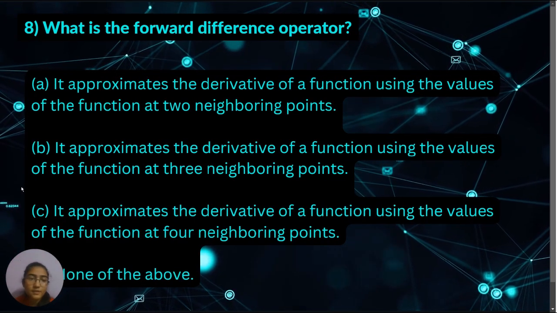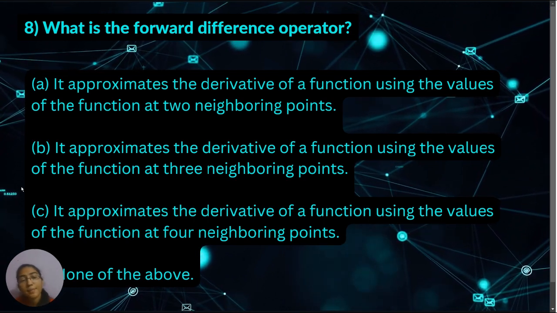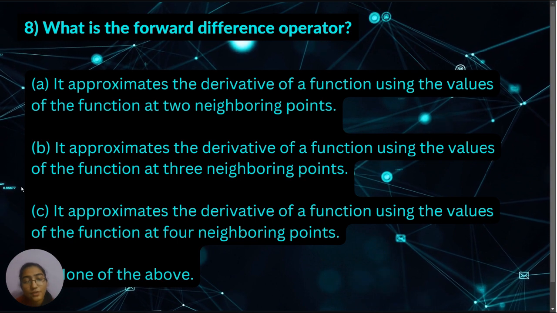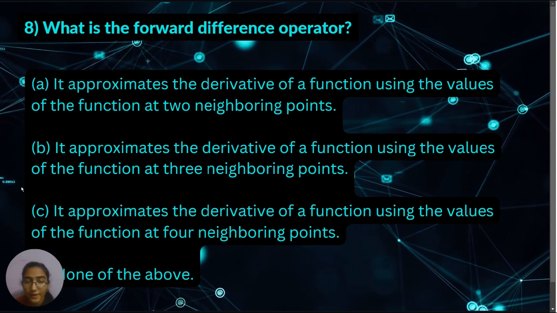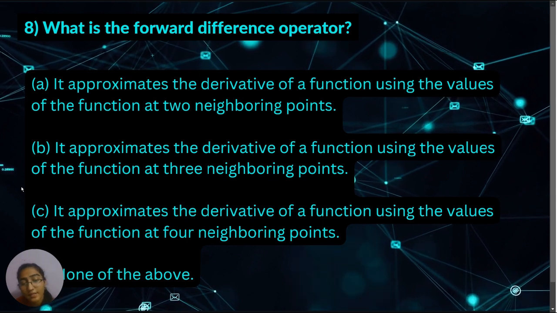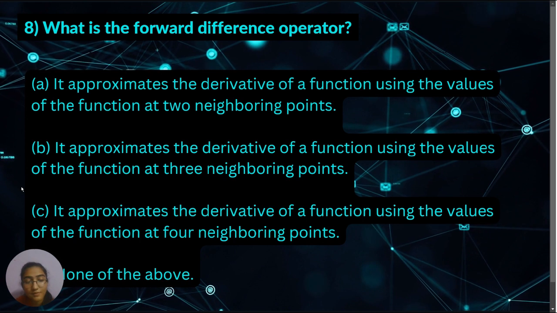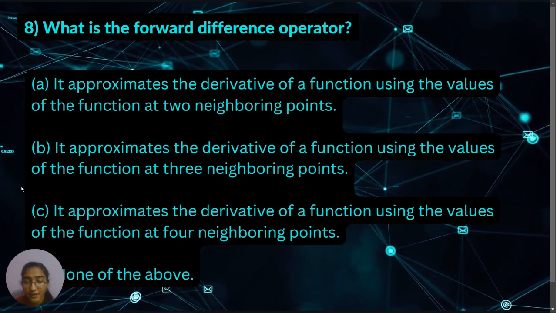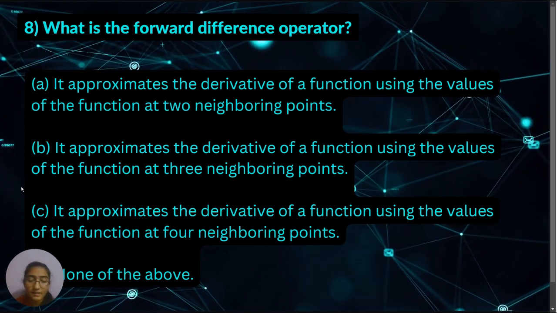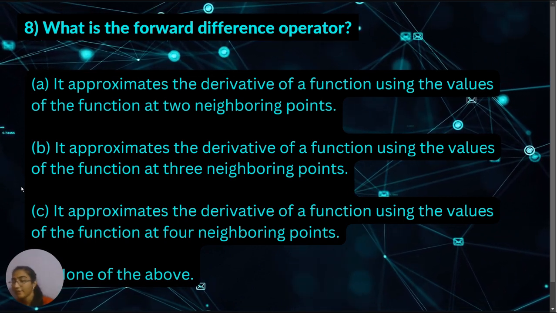Question number 8. What is the forward difference operator? A, it approximates the derivative of a function using values of the function at two neighboring points. B, it approximates the derivative of a function using values of the function at three neighboring points. C, it approximates the derivative of a function using values of the function at four neighboring points. Or D, none of the above. So guess your answer. What is the forward difference operator?